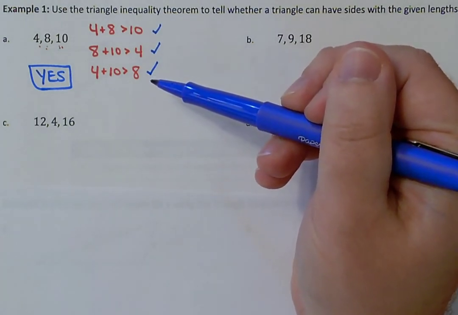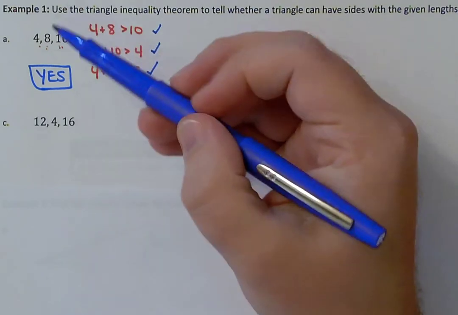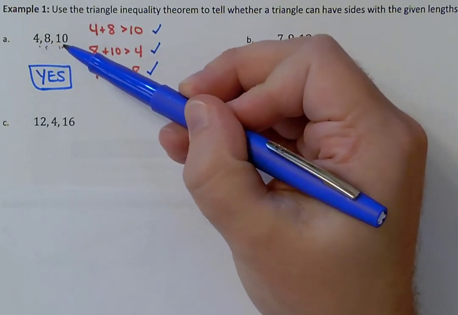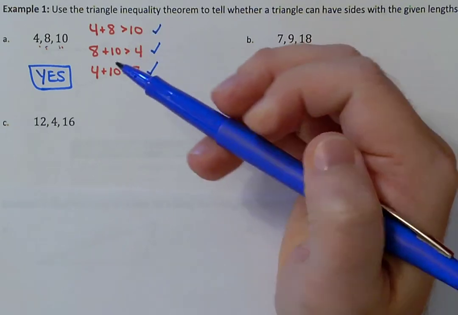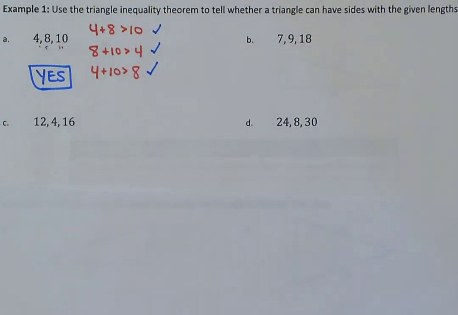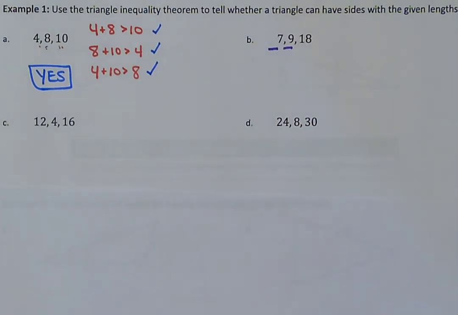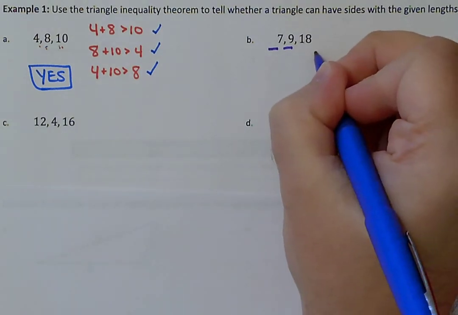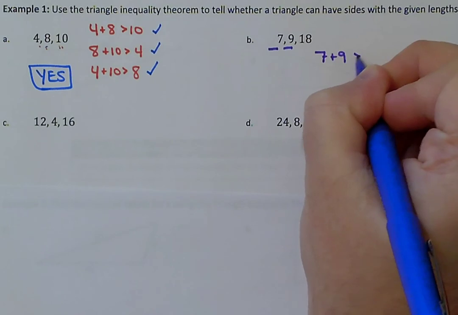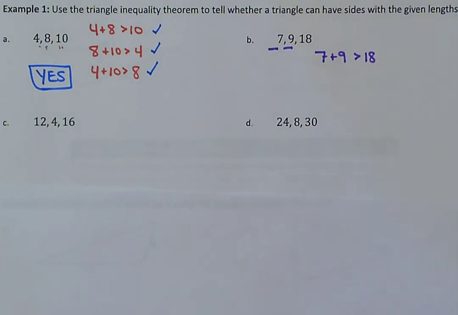The part that determines if it is a triangle or not is when you take the 2 smallest numbers and add them together to see if they're greater than the third. So what I'm trying to say is, instead of going through and setting up 3 inequalities, all you need to do is take the 2 smallest numbers in a sequence. So if we have 7, 9, and 18, we take our 2 smallest numbers, 7 and 9, and add those together to see if it's greater than 18. That will tell me if I have a triangle.